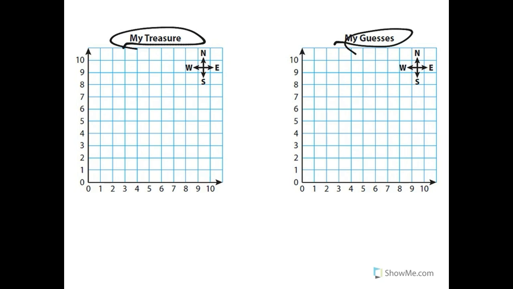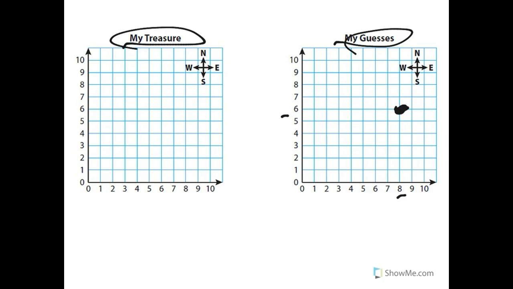8, 6. 8, 6 is his guess. So 8 and 6 go right there. So we go over to 8, go up 6. You are southeast of my treasure.